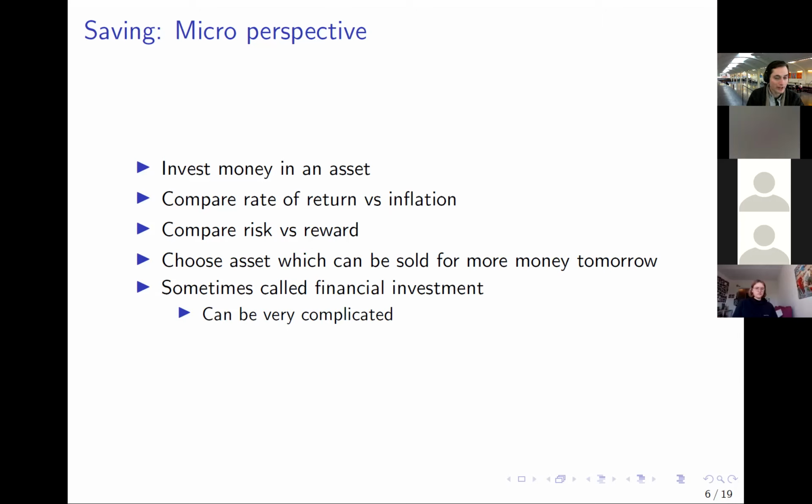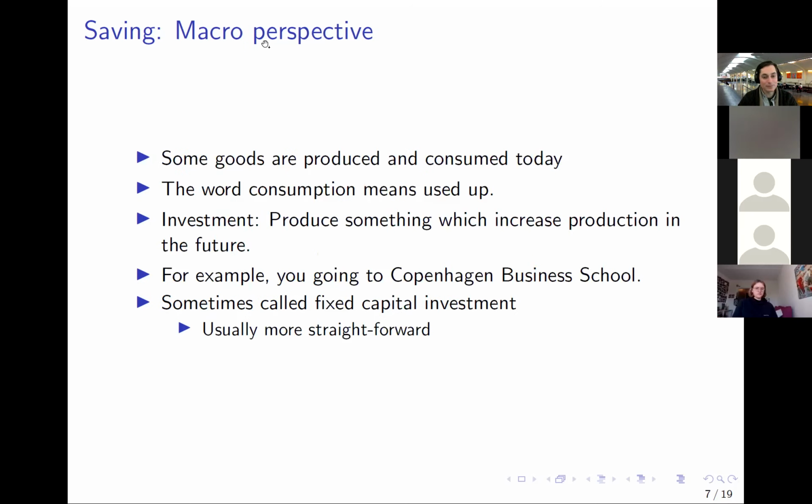This is sometimes called financial investment, and it's very complicated, right? There's all sorts of different assets with different characteristics. And as you saw in your asset pricing course, you can have a whole career trying to figure out what the correct way to price an asset is. Like for instance, you should have bought GameStop stock 3 weeks ago and sold it 2 weeks ago, because that company is fundamentally sound. Anyway, okay, but then what's the macro perspective on savings?